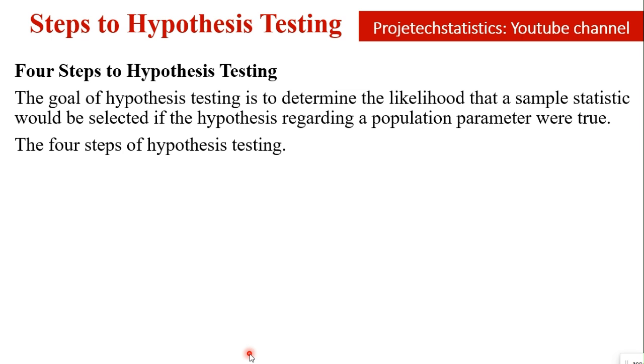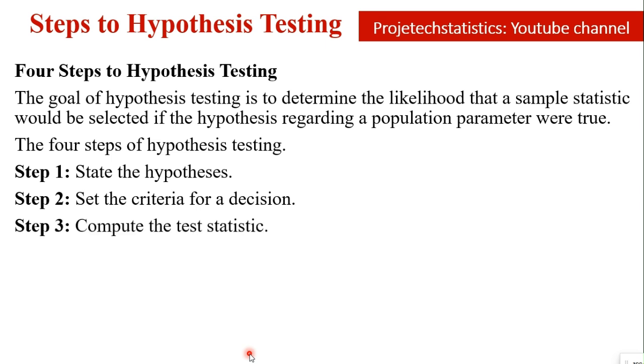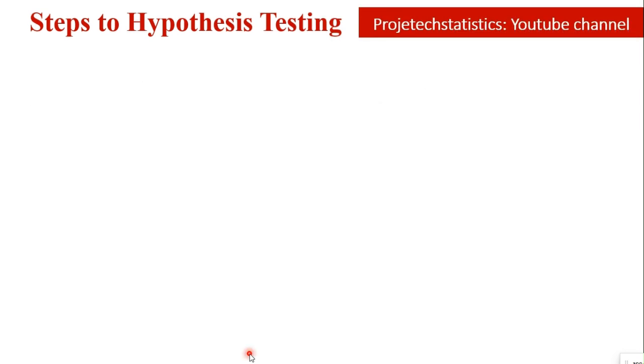There are about 4 steps to hypothesis testing. The goal of hypothesis testing is to determine the likelihood that a sample statistic will be selected if the hypothesis regarding a population parameter were true. So the first step in hypothesis testing is to state the hypothesis. The second step is to select the criteria for a decision. And the third step is to compute the test statistic. The fourth one is to make a decision.